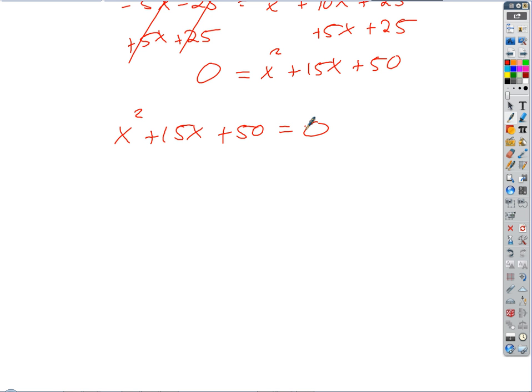Magic numbers. What numbers multiply to 50 and add to 15? 10 and 5. Okay, so we could factor this into x plus 10 times x plus 5. What's the first solution?